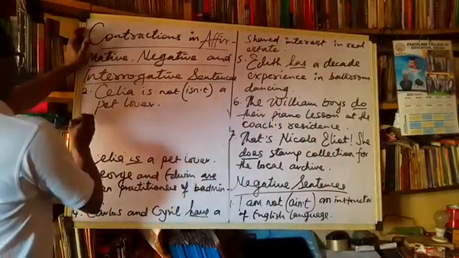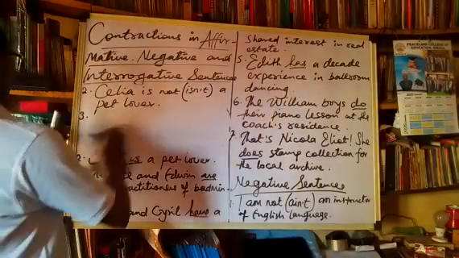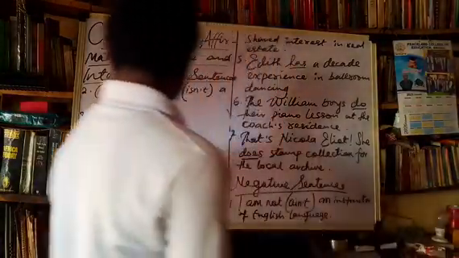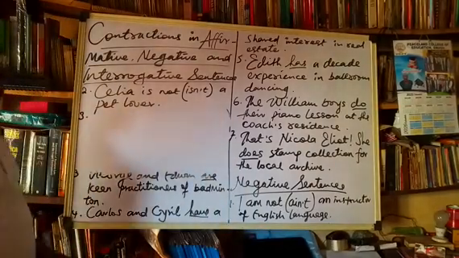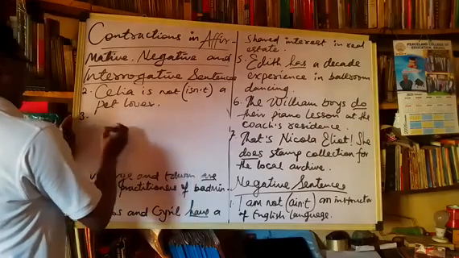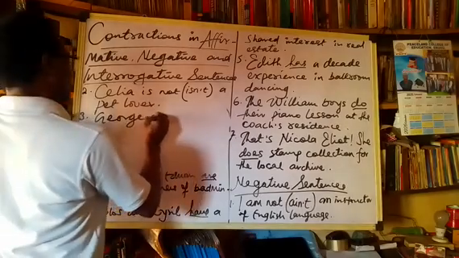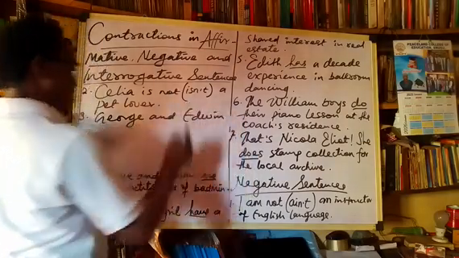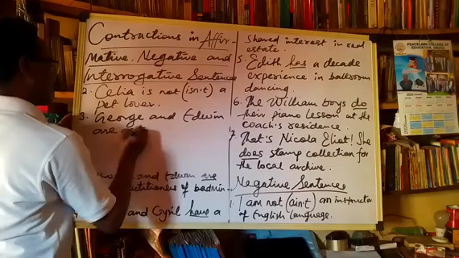Let us go on. Number 3 says, George and Edwin are keen practitioners of badminton. So when I say George and Edwin, then we add not to are, and that gives us are not.